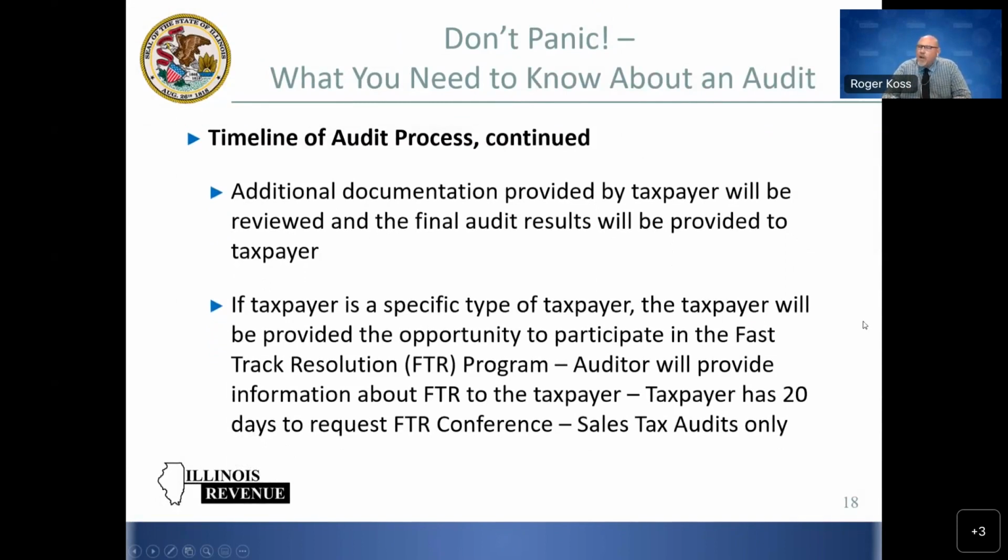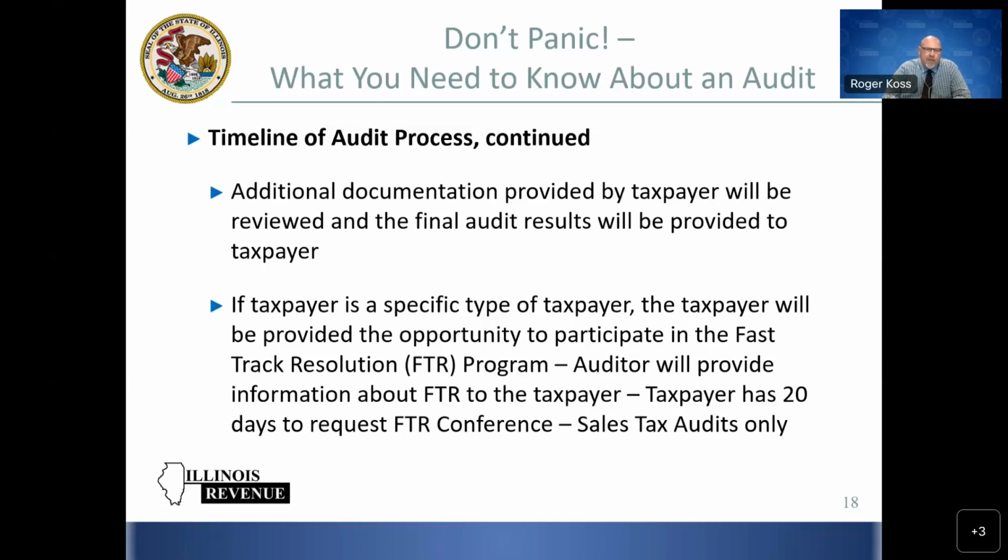Once the preliminary results are provided to the taxpayer and the taxpayer provides documentation to support the elimination of the deductions, this information will be reviewed and it will be determined if this information has met the criteria to eliminate the exceptions. Once this documentation has been reviewed, then the final audit working papers will be provided to the taxpayer.